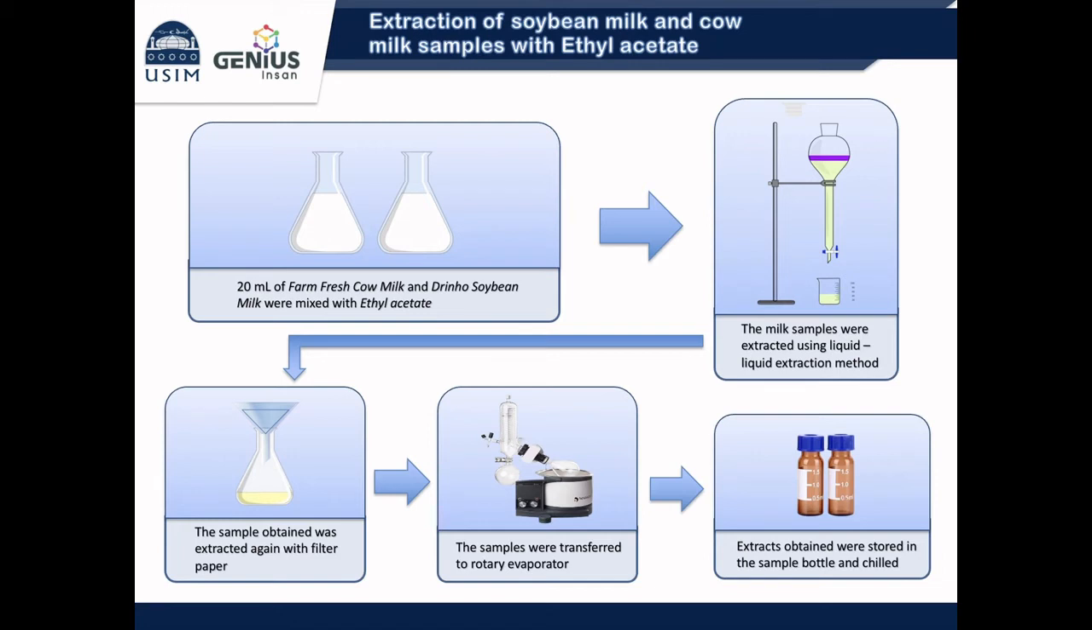The excess solvents are then removed by using a rotary evaporator, in which the bath temperature for the milk sample with ethyl acetate was set at 76 degrees Celsius. The extractable compounds that were left in the rotating bottle were collected and stored in sample bottles. The sample bottles were then left aside in a chiller for a few days.